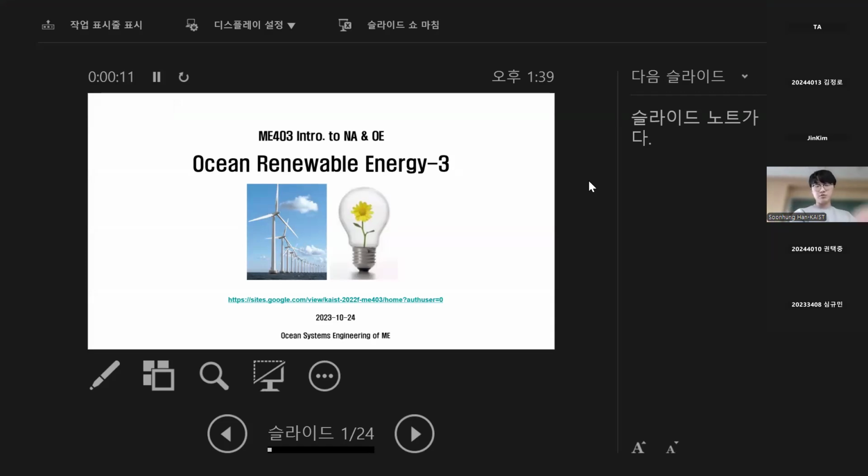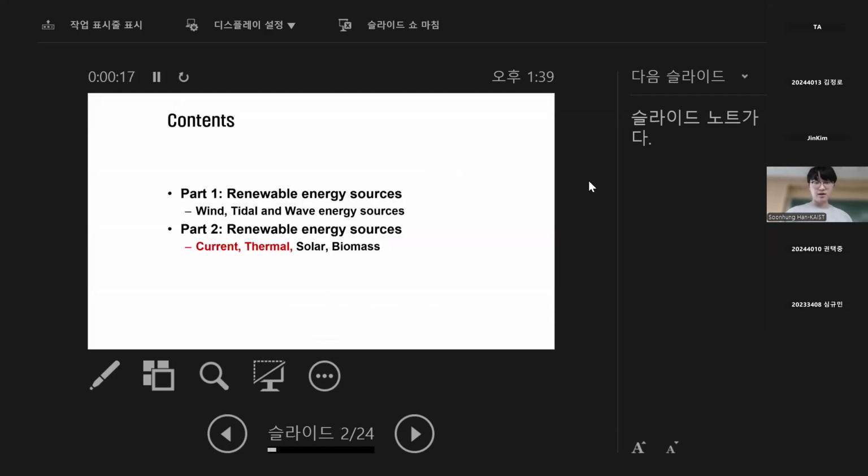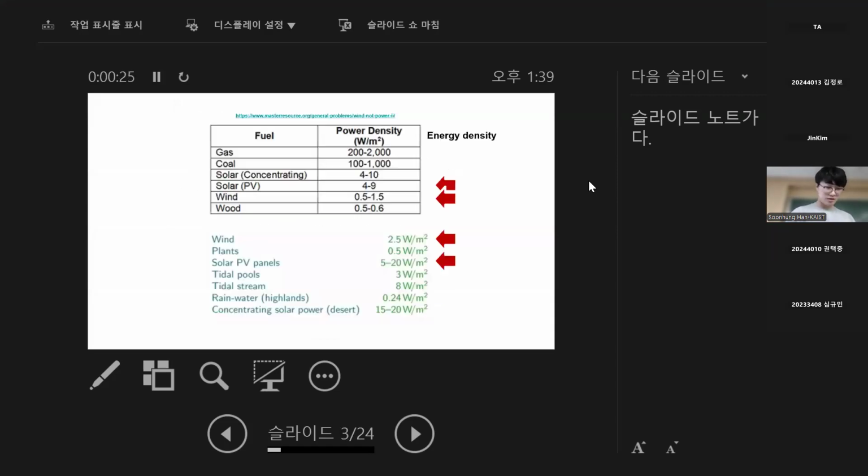This lecture is about ocean renewable energy. Lecture three is about current and thermal energy. This table is about the power density of some energy sources. Gas and coal have very high power density in watts per square meter, while solar or wind energy has very low power density compared to gas and coal.